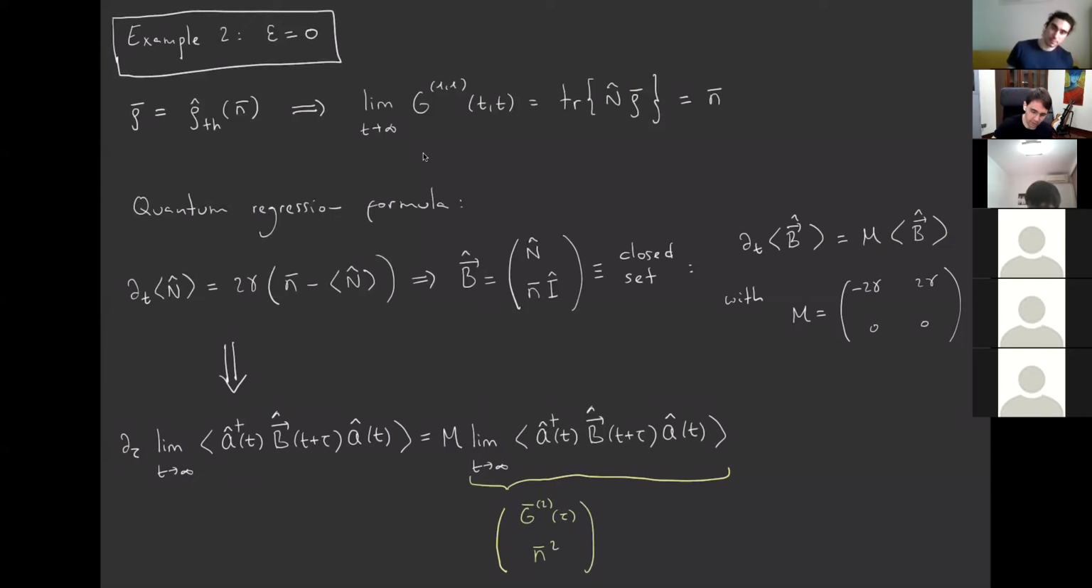Okay. So then in the quantum regression formula, in this case, this two-time correlation function with the vector is just equal, so the components are just the G2 function that we are interested in, and then some constant N squared. Okay? So then if I take the first component of this equation, what I get is an evolution equation for the time derivative of the G2 function that I am interested in.